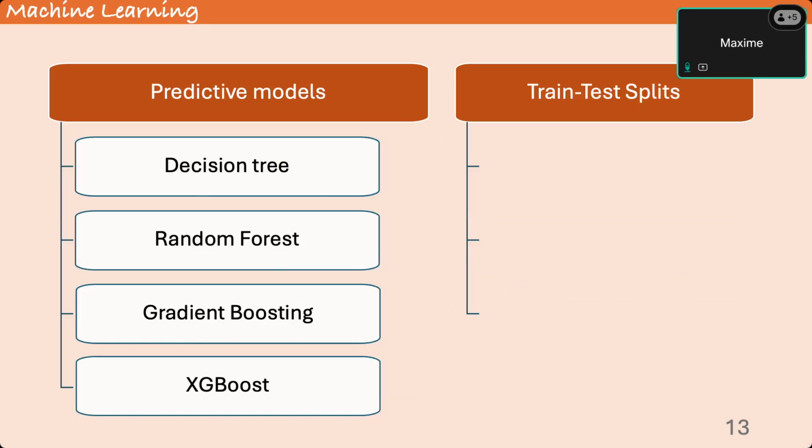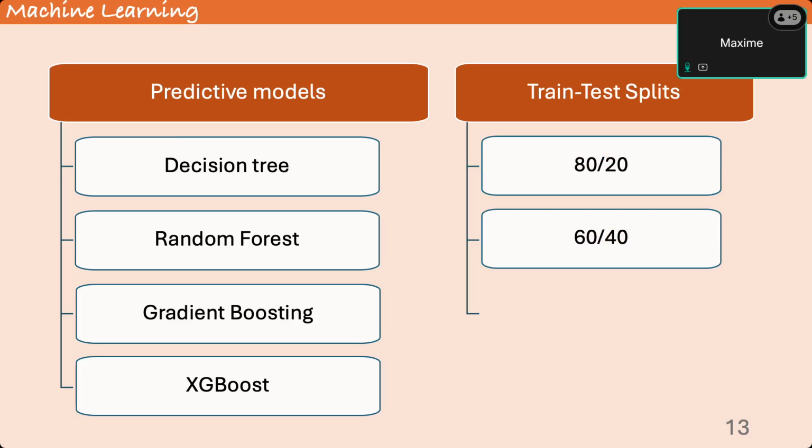Besides that, regarding the constraints on our data, we decided to try three train-test split ratios in order to have a broad view of the results. So we decided to go with the 80-20 split, 80% for training and 20% for testing, and also 60-40 and 50-50 splits.